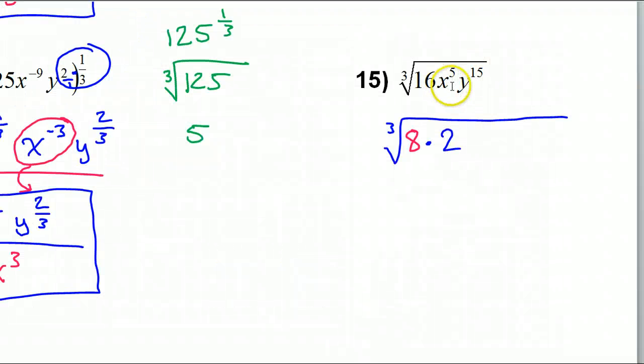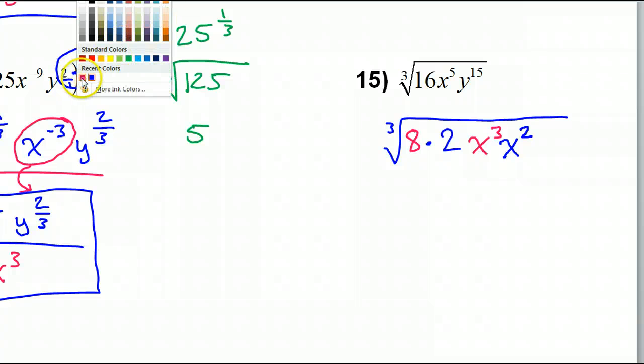Now, in a similar way, I need to break up my x to the 5th power. For variables, I need these exponents to be divisible by the root. So this needs to be divisible by 3. 5 is not divisible by 3. But I can split this up as x to the 3rd power, which is divisible by 3. But that leaves 2 x's left over. In other words, x squared. So I've taken my x to the 5th power and I've broken it apart as x to the 3rd and x squared. I wrote this part in pink because I can simplify it and bring it out of the radical.